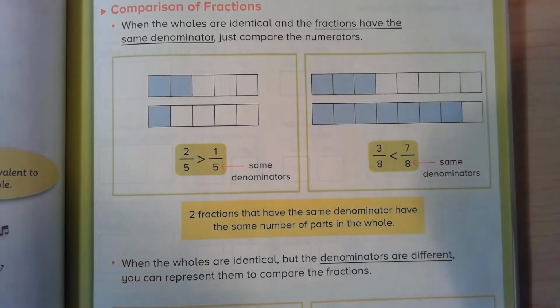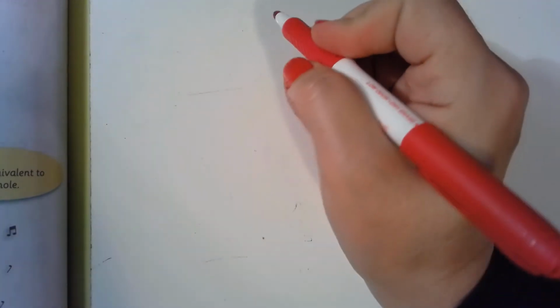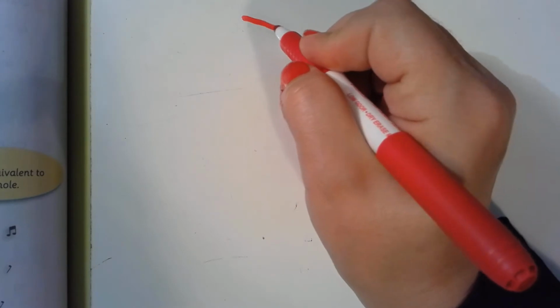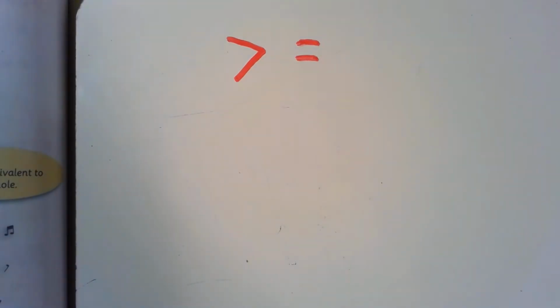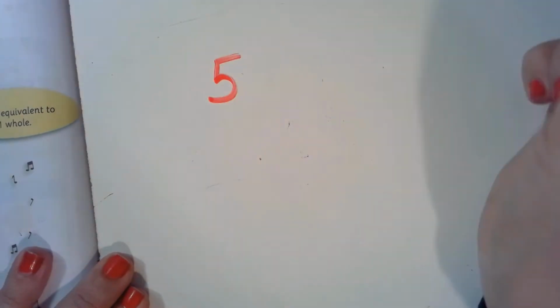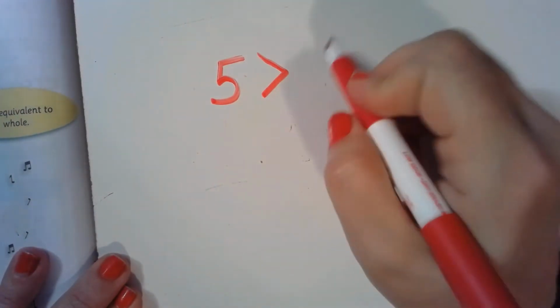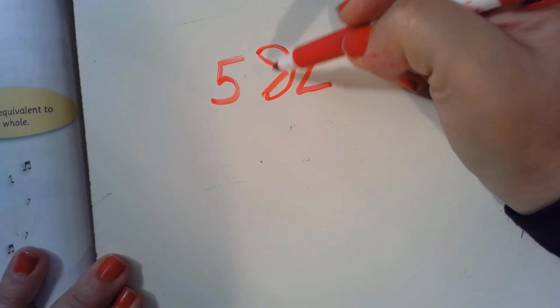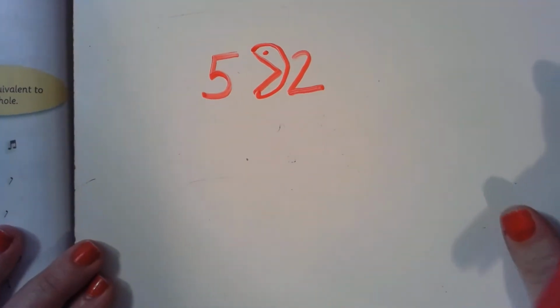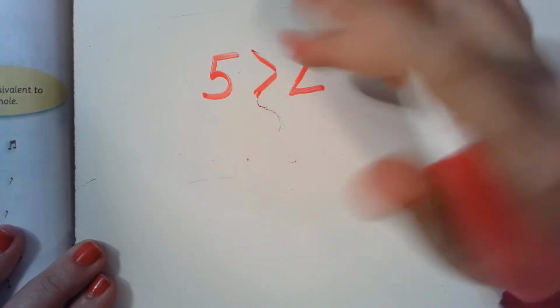What does it mean to compare? How do we compare numbers? Well, if you remember, we talk about numbers by saying greater than, equals to, or less than. That's how we compare numbers. So 5 is greater than 2, because remember we made Pac-Man, and Pac-Man ate the bigger number. So 5 is greater than 2.